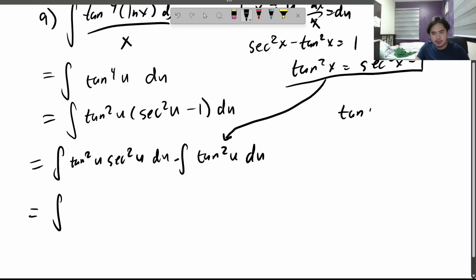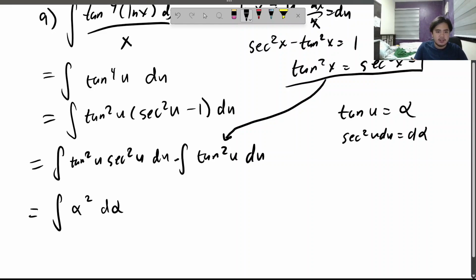Well, let's just get down to business first. Tan u is equal to, let's say, another letter. What letter do you want? Letter alpha, because I want to be fancy. Secant squared u du is equal to d alpha. Alright? If you see Greek letters in your mathematics, it's your high chance to run away. No, it's just another letter. So d alpha here. That's good.